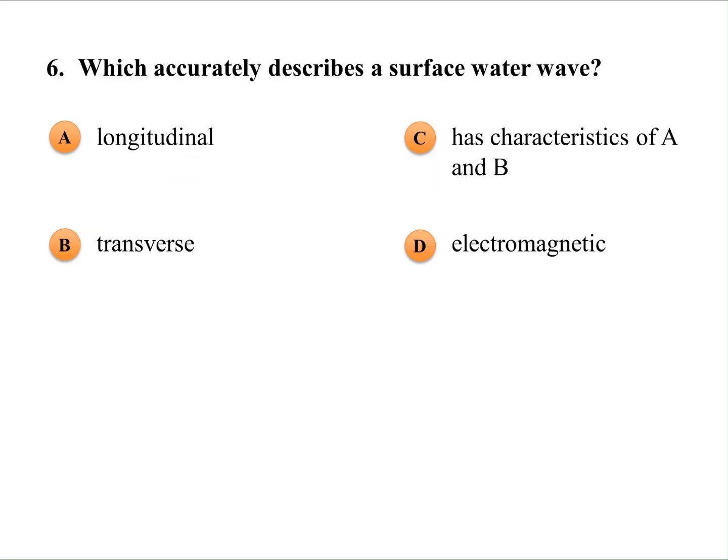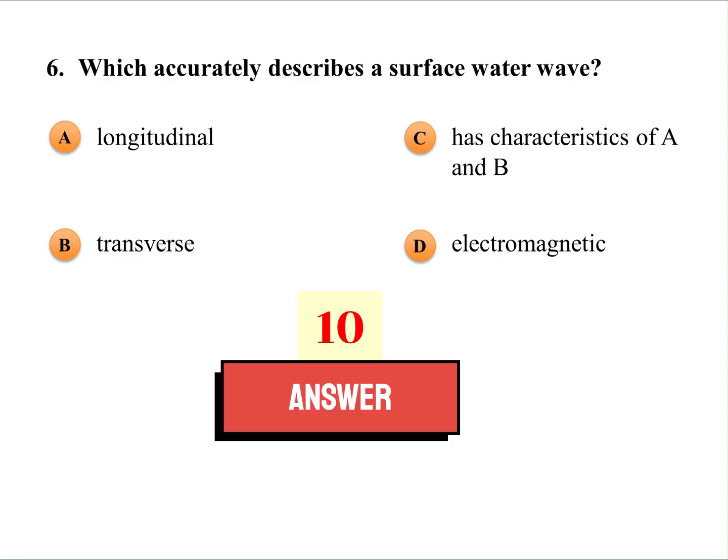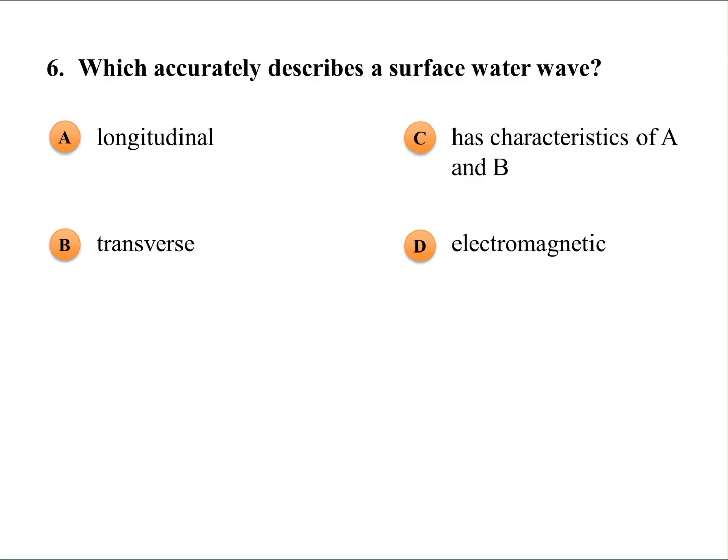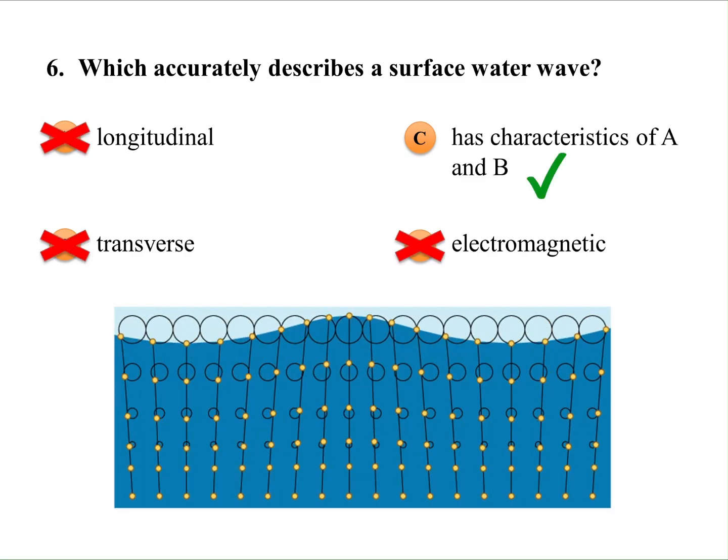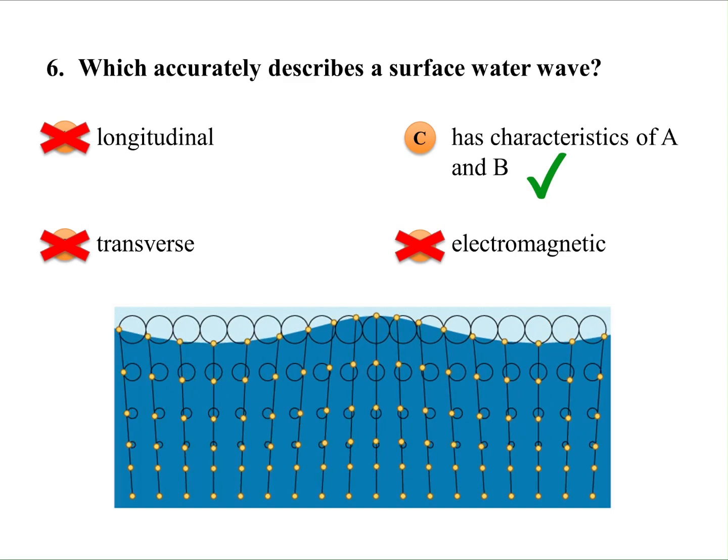Which accurately describes a surface water wave? Of course, the answer is C, because the surface water wave moves longitudinally and transversely.